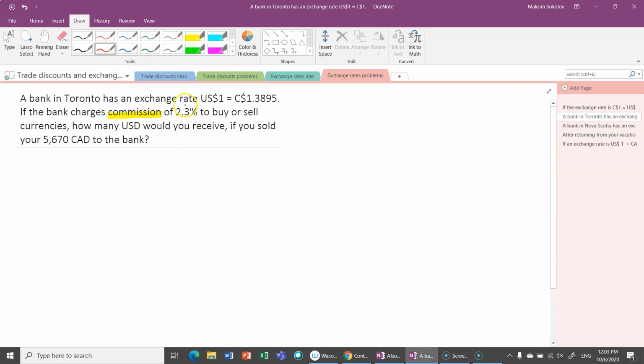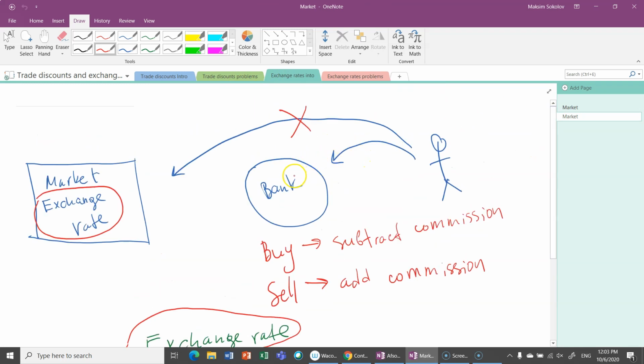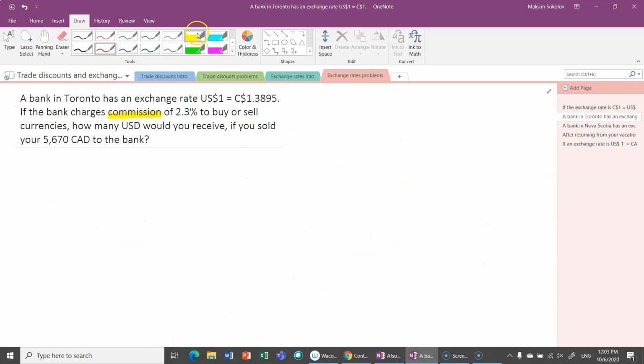All right, so in this case, we have a commission. Now, when we solve this problem, you have to be very careful. Remember that discussion when the bank has access to the market for the exchange rate, but consumers have only access to the bank, and consumers will deal with buy or sell rate. So in this problem, you will notice that the language is this: if you sold 5,670 Canadian to the bank, okay?